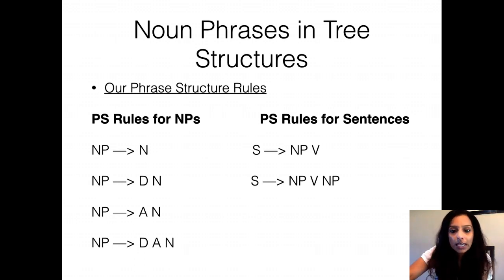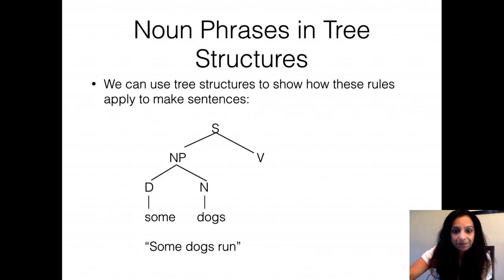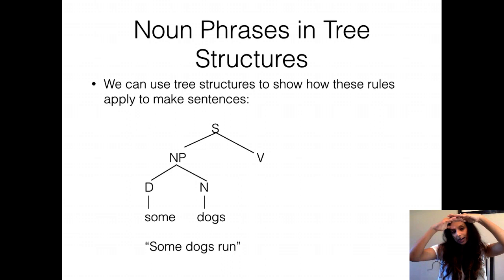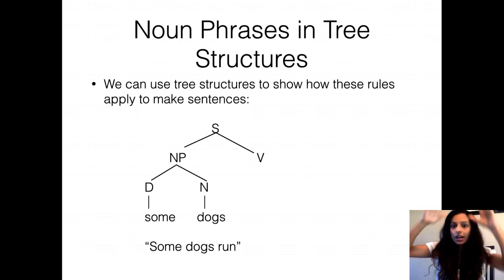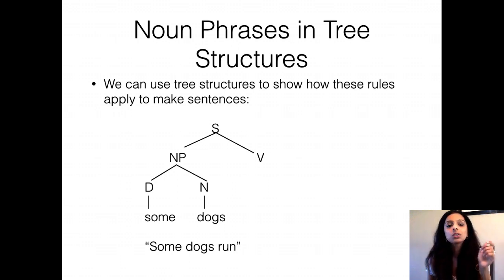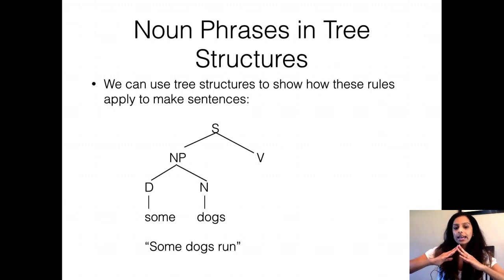And the phrase structure rules for sentences are 2: S goes to NP V, and S goes to NP V NP. And now you can start to draw tree structures with these kinds of rules. So you can have S goes to NP V. You start from the top and go down to the bottom. You don't start at the bottom and build your tree up. You always go top down with syntax. So you start with S goes to NP V, and then you can break down NP into determiner and N.